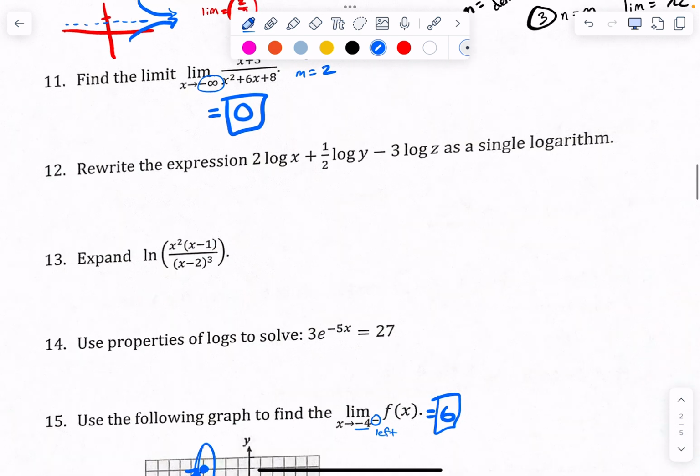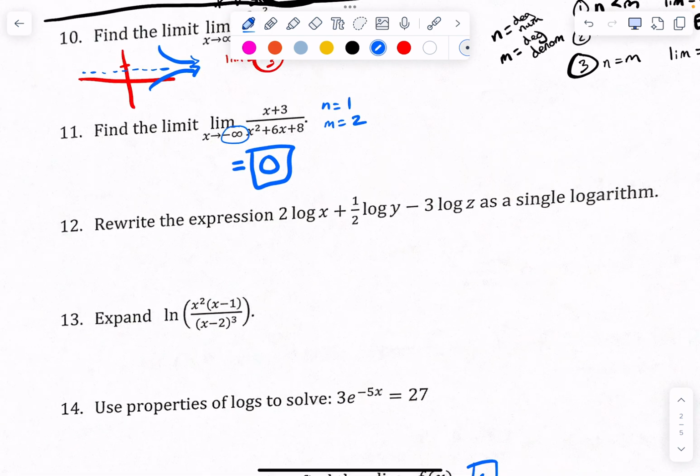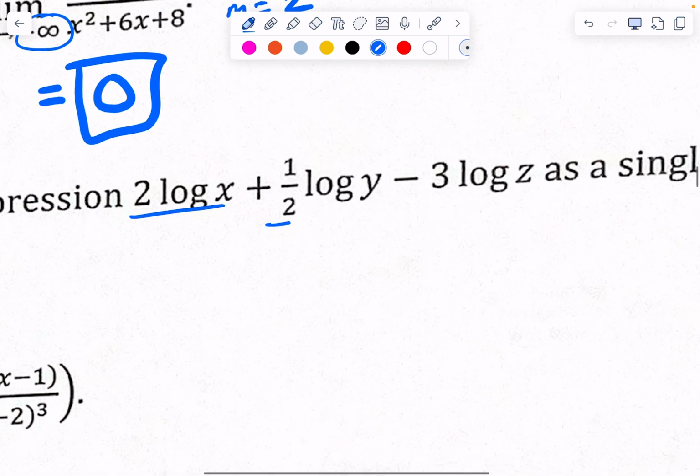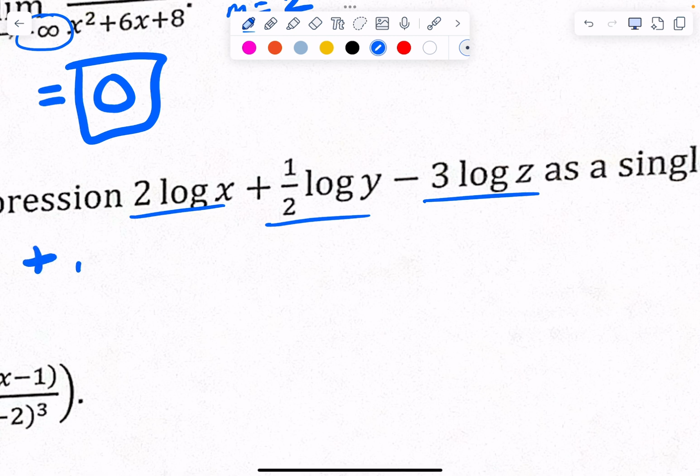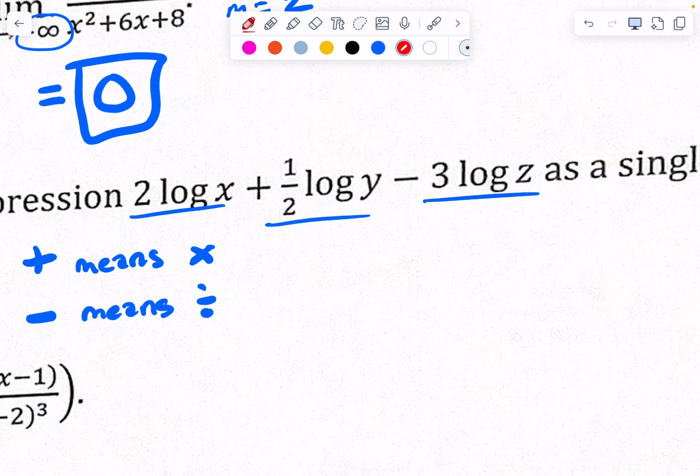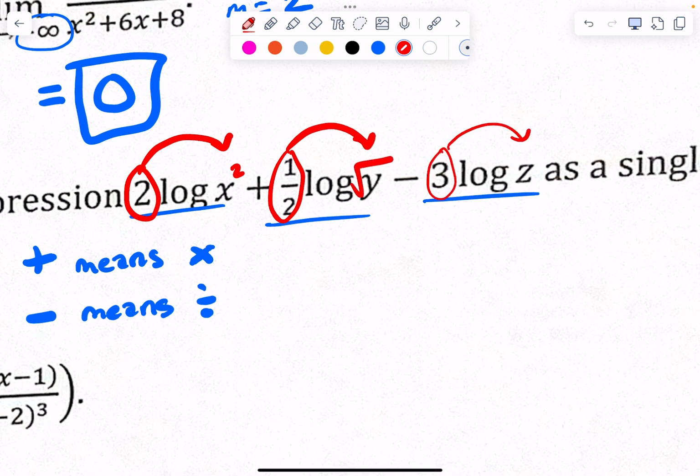To rewrite the expression as a single log, how many pieces do I have? Three: 1, 2, 3. Before we start putting stuff together, I know plus means multiply and minus means divide in log world. But before we start shoving stuff together, what shall we move? Yep, the numbers that are in front, bring them to the back. So this is squared. What about the 1/2? When I bring it back, it'll be the square root of y. 3 will be z cubed.